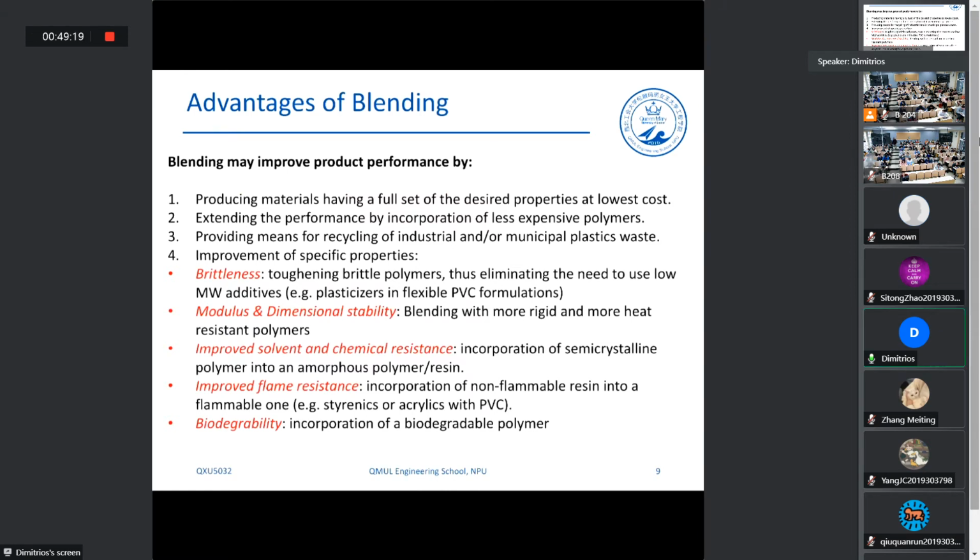And now, why do we blend polymers, okay? We said that by blending, we generally reduce the cost. We can reduce the cost, but most importantly, we can improve product performance, okay? So essentially, blending helps us produce materials that have a full set of properties that we want at a low cost. And that is what is called, these days in research, materials by design, okay?